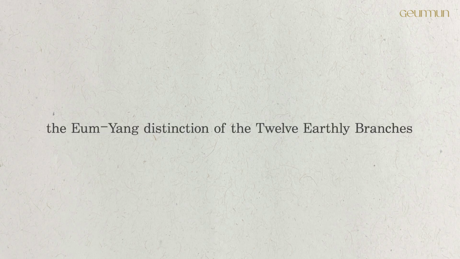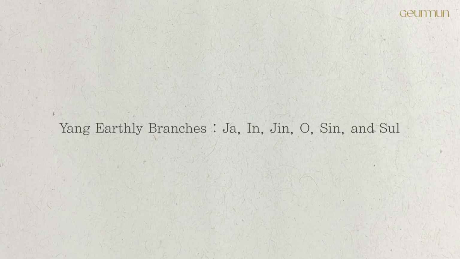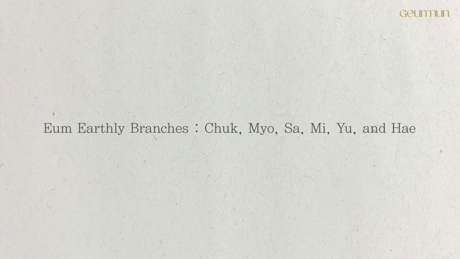The Eum-Yang distinction of the 12 earthly branches. The earthly branches are Za, Chuk, In, Mo, Jin, Sa, O, Mi, Shin, Yu, Sul, and He. The Yang earthly branches are Za, In, Jin, O, Shin, and Sul. The Eum earthly branches are Chuk, Mo, Sa, Mi, Yu, and He. This division of Eum and Yang forms the basic principle for interpreting the energies within the 4 pillars of destiny.